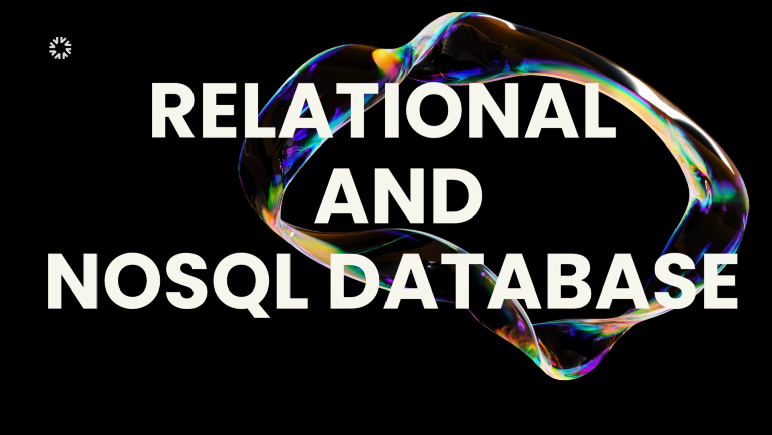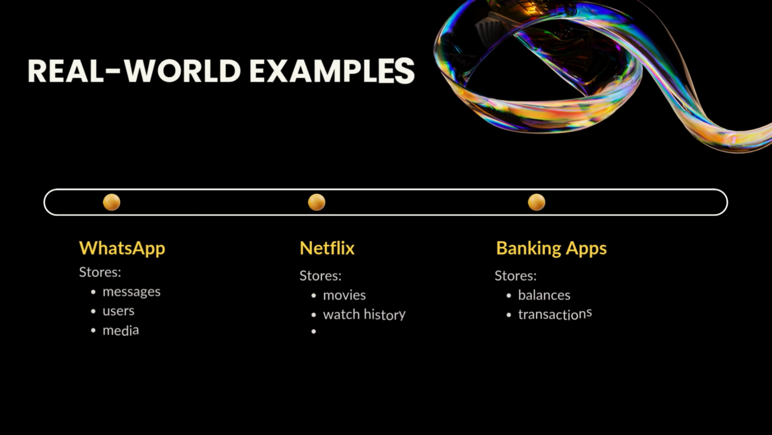Now let's look at some real world examples. Let's take WhatsApp for instance. WhatsApp stores its users, messages, media, and many more in a database. Take a platform like Netflix. Netflix stores movies, watch history, and recommendations. We also take banking apps. They store account balances, transactions, and account history, all in a database. So you realize that databases cut across every single scalable system out there, which is very, very important for you to take note of.